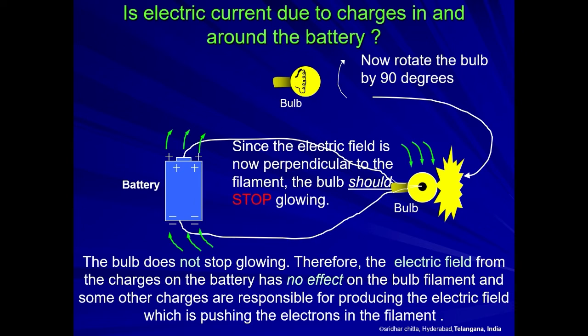Therefore, the electric field from the charges on the battery has no effect on the bulb filament, and some other charges are responsible for producing the electric field which is pushing the electrons in the filament.